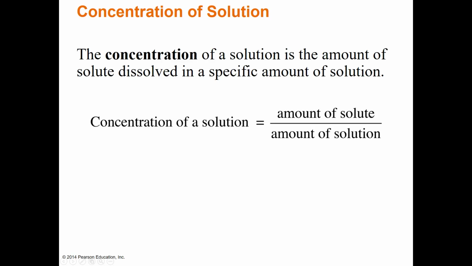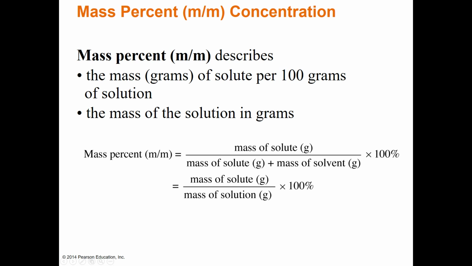And there's 3 or 4 different ways to express concentration. The first one of which was called mass percent, where you have mass of solute over mass of solution. That's why you have M over M, describes the mass in grams of solute per 100 grams of solution. The mass of the solution in grams goes at the bottom. So to get the mass of the solution, you need to add the mass of the solute plus the mass of the solvent. So mass percent equals mass of solute in grams divided by mass of solution times 100 gives you the percentage.